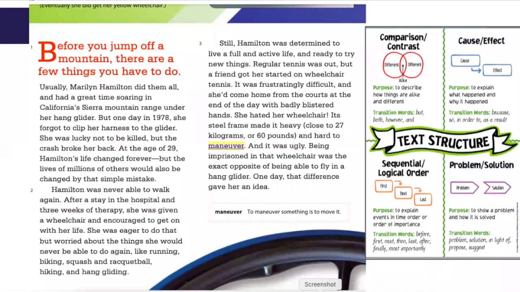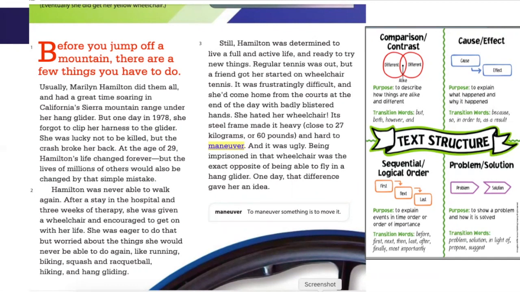Before you jump off a mountain, there are a few things you have to do. Usually, Marilyn Hamilton did them all and had a great time soaring in California's Sierra Mountain Range under her hang glider. But one day in 1978, she forgot to clip her harness to the glider. She was lucky not to be killed, but the crash broke her back. At the age of 29, Hamilton's life changed forever, but the lives of millions of others would also be changed by that simple mistake.